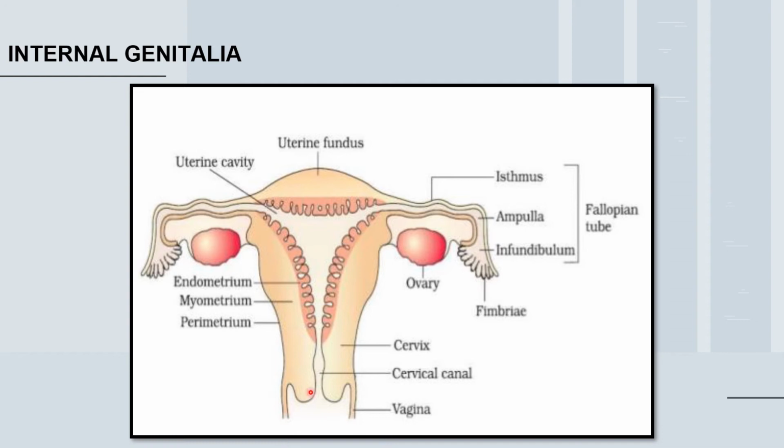The main function of the vagina is that it acts as a copulatory passage, and it receives the penis and the sperms during the process of copulation. The vagina would also help in the passage for menstrual flow during the menstrual cycle, and it would also help in the process of childbirth, that is, delivery of a baby.